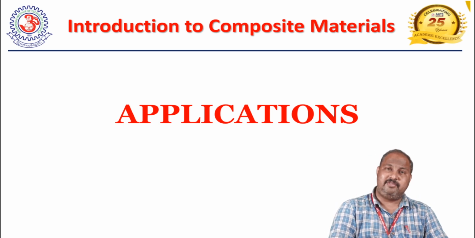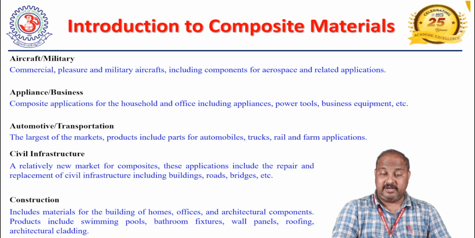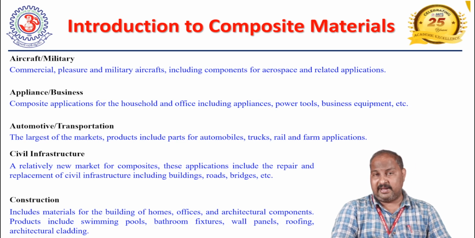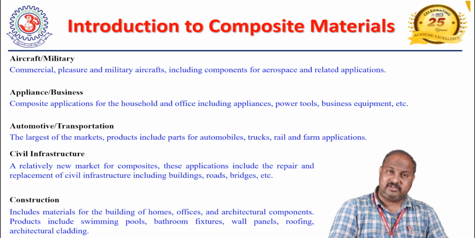Next, we go ahead with the applications of the composite materials. Coming to the first category, aircraft or military applications: commercial, pleasure, and military aircraft, including the components for aerospace and related applications. It goes from structural materials to bearing applications, like using metal matrix composites as bearings, fuselages, cone structures, and many more applications we are using in aircraft and military components.